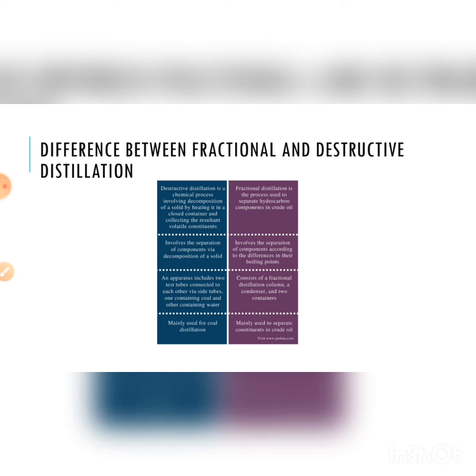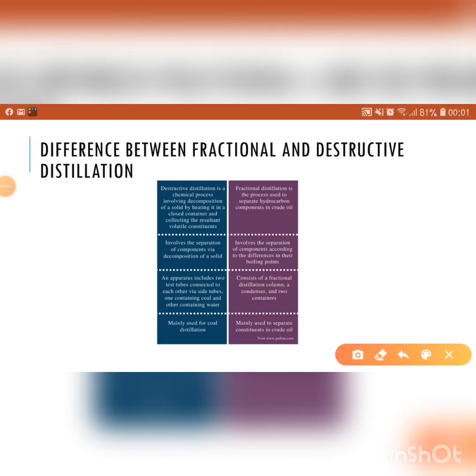Now, let's study the difference between fractional and destructive distillation. Destructive distillation is a chemical process that involves the decomposition of a solid by heating it in a closed container and collecting the resultant volatile constituents. So this means that in destructive distillation, as we have read before, we used coal, and that coal was a solid, and that solid was heated in the absence of air and was decomposed into different fractions.